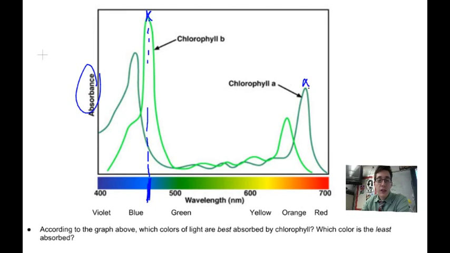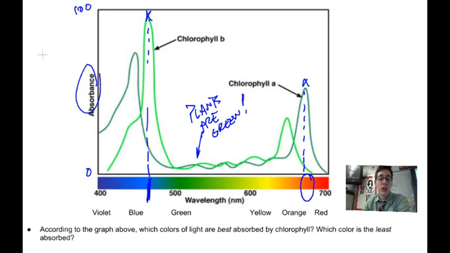Chlorophyll A does the same, but it's on the other end of the spectrum, and it takes in this orangish, reddish wavelength. Everything down here means there's very low absorbance. So if this was 0 and 100, we'd have very low absorbance down here. Notice where this low absorbance is. It's right here in this green wavelength. This is why plants are green, because the chlorophyll does not take in that green wavelength of light. If we're looking at a rainbow, that green is the one that's bouncing back to our eyes from the plant.